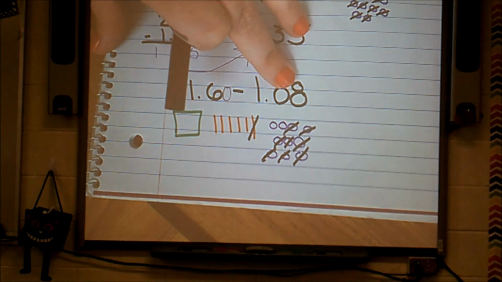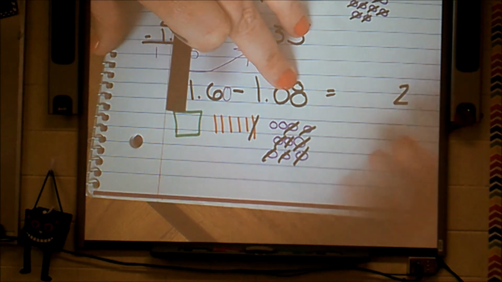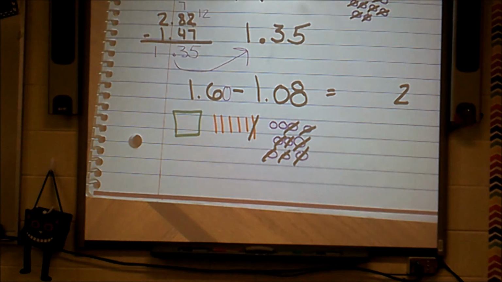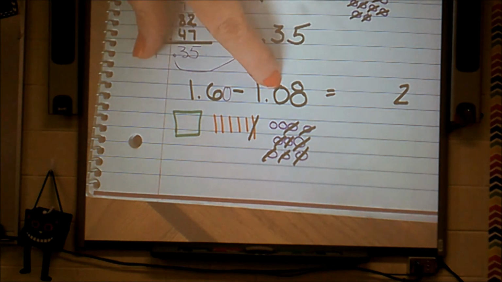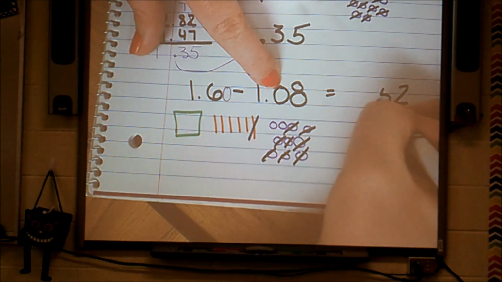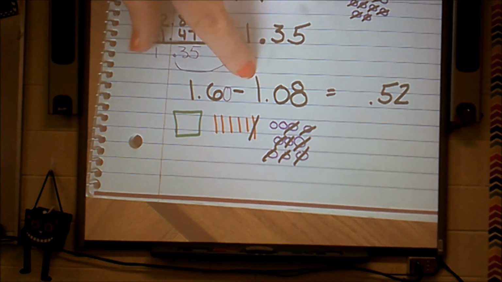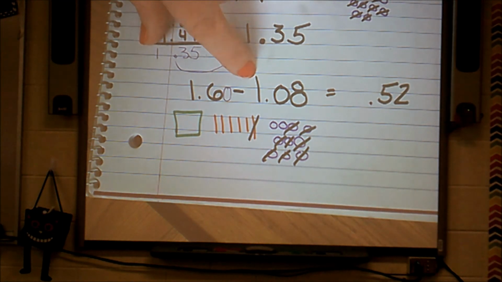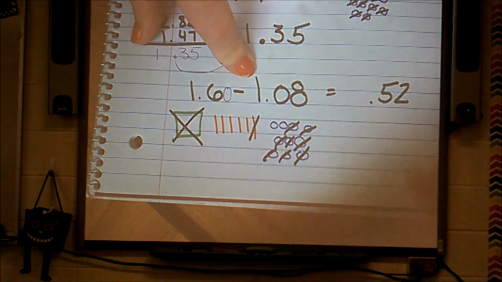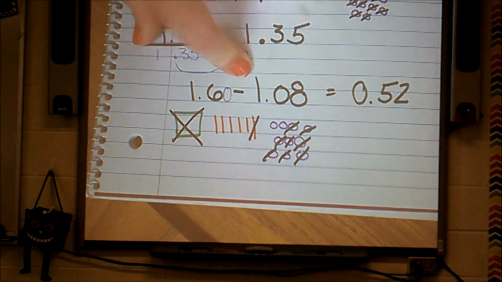leaving me with 2 hundredths. Now I'm going to cross out 0 tenths. Well, that was fast. Remaining, I have 1, 2, 3, 4, 5 tenths. Then I'm going to cross out 1 whole dollar, leaving me with 0 whole dollars.